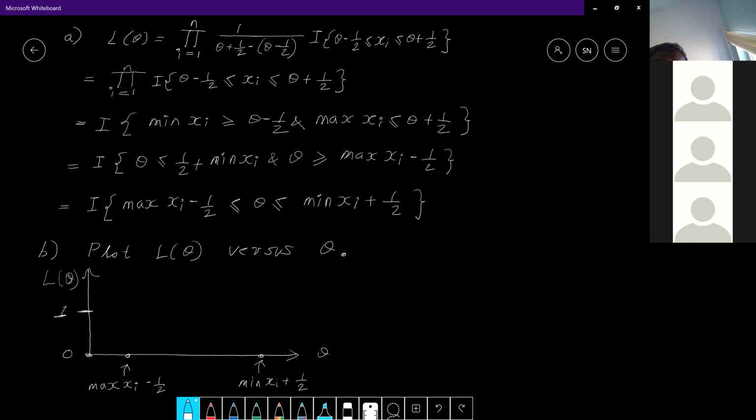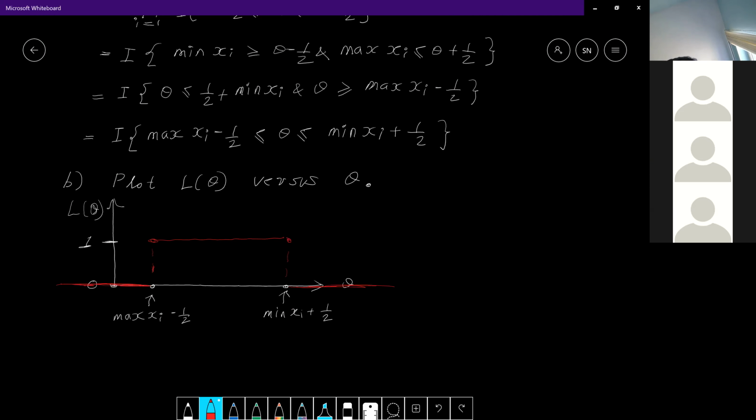Okay, and so what do you think the plot will look like, guys? It will look like this. You have a continuous line between these 2 points, and thereafter elsewhere it will be 0. Okay, so this is the plot of the likelihood function versus theta. Can you see that or not?